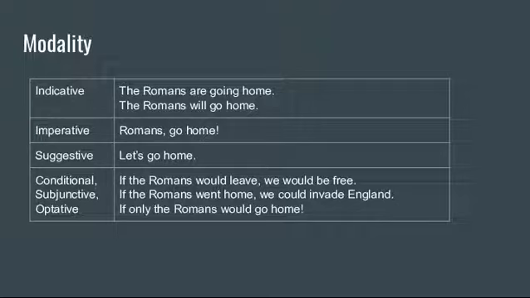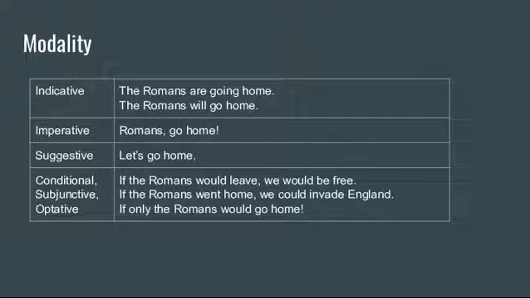And then there's what's called conditional or subjunctive. English has conditionals, would or could statements, for example, statements that are hypothetical or potential. Other languages have different verb forms in the inflectional morphology, and they may be called subjunctive, like Latin and German and Greek. So examples would be, if the Romans would leave, we would be free. If the Romans went home, we could invade England. So in English, it's called conditional. It's expressed with function words. And in Latin, for example, it's expressed with different verb inflections.